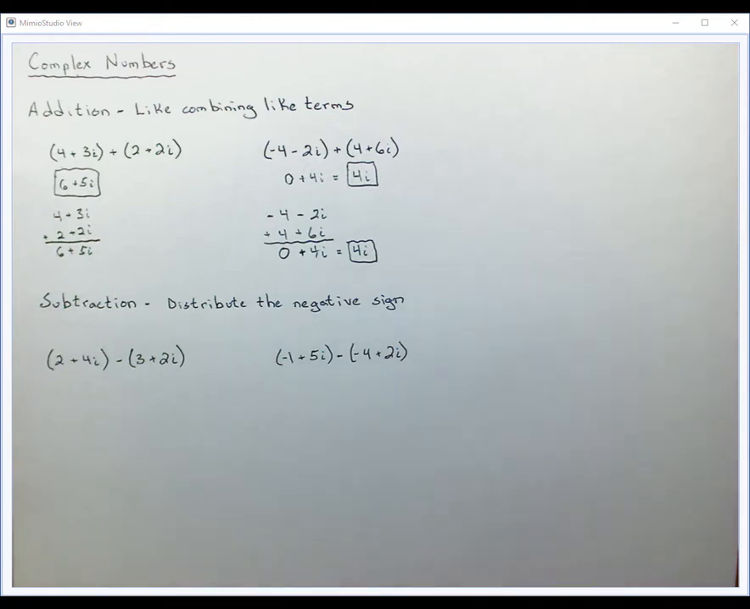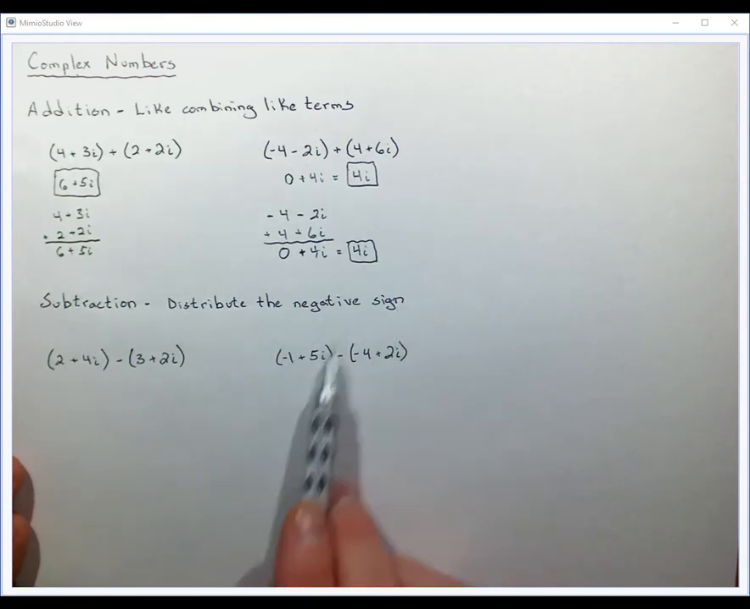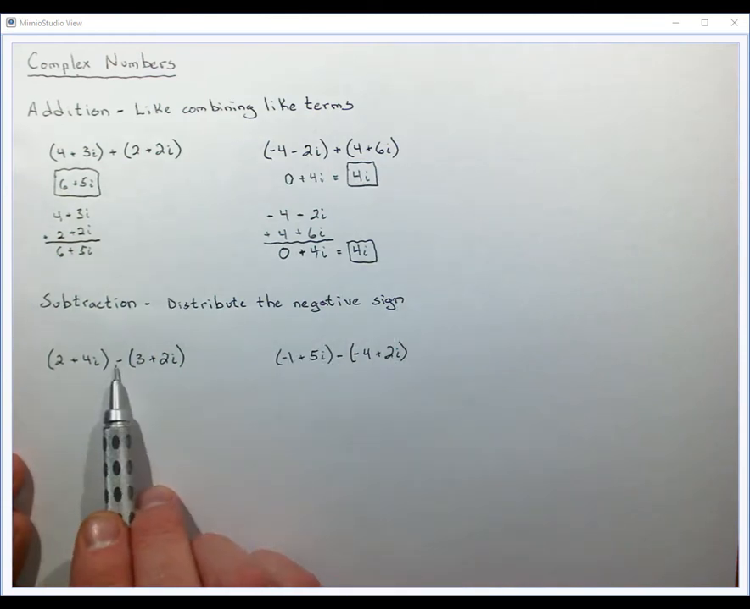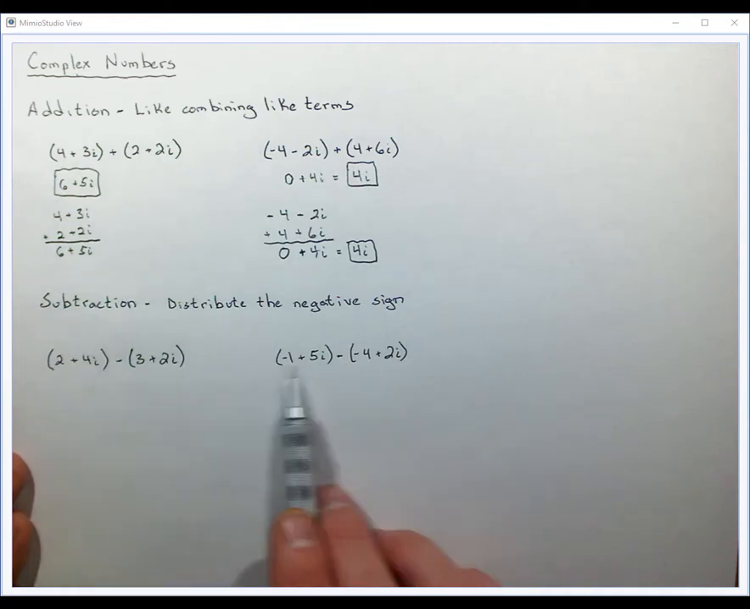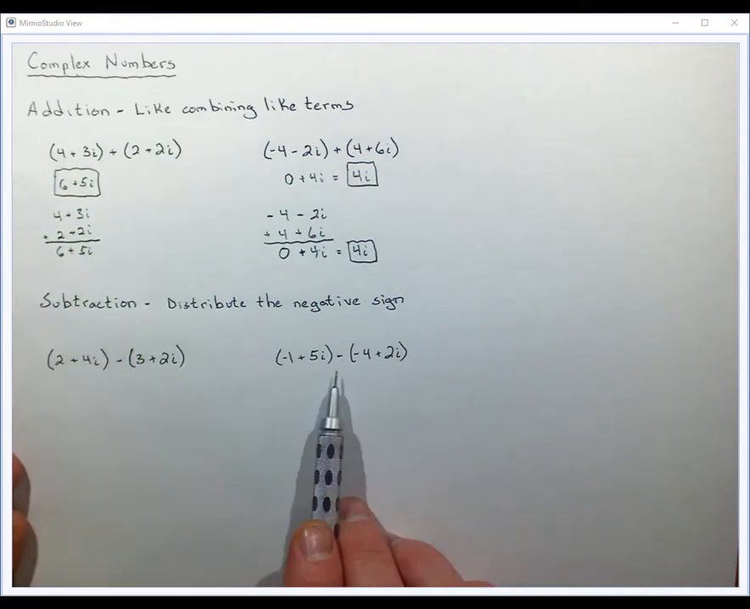Alright, next one we're going to look at is subtraction. The key thing with subtraction is to make sure that you distribute the negative sign. Notice in my problems I have a negative sign separating my two complex numbers. That's why we call it subtraction.